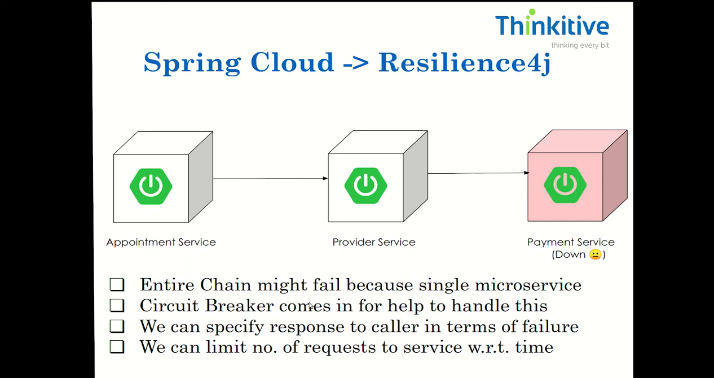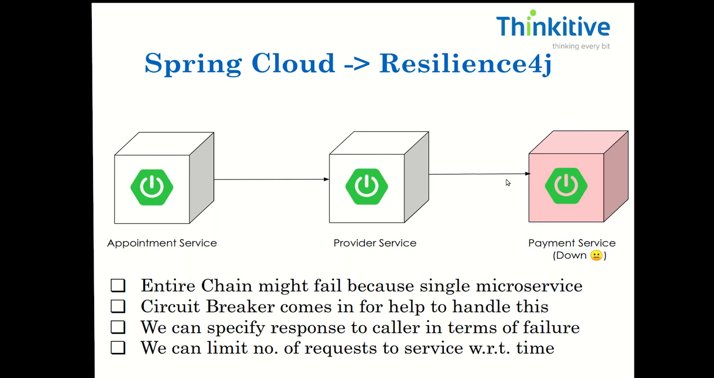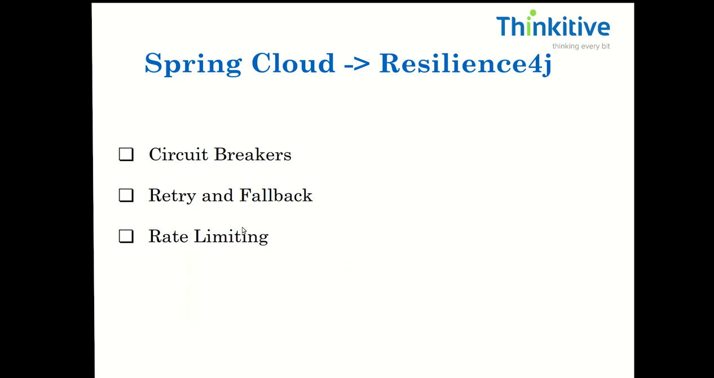So circuit breakers come to help to handle this. What we can do is specify a response to the caller in terms of failure. So suppose payment service is down, then we can specify a response in the provider service itself, and it will return to the appointment service with that response. Also, we can limit the number of requests to the service with respect to time. Suppose we want to limit the payment service to 100 requests per second, then we can do that with the help of this rate limiting feature.